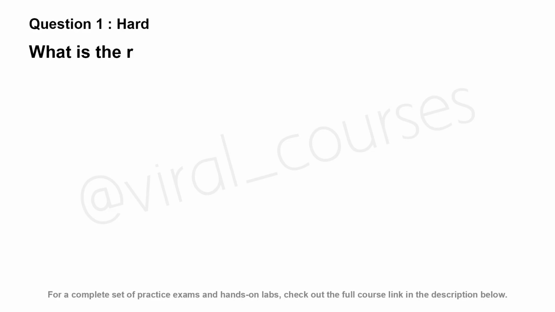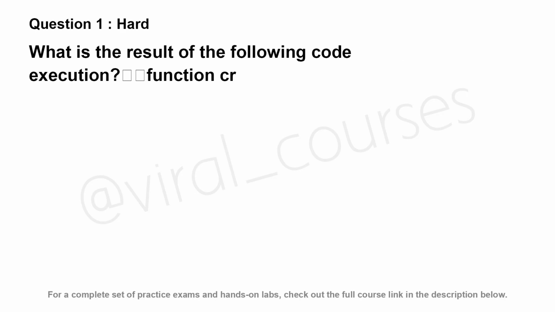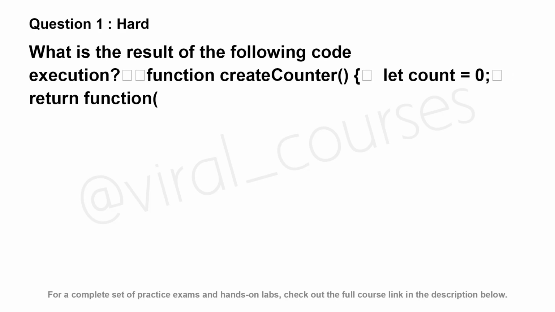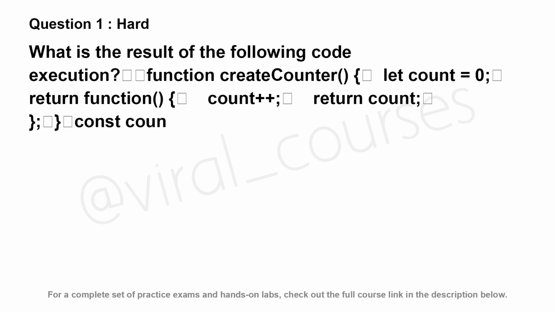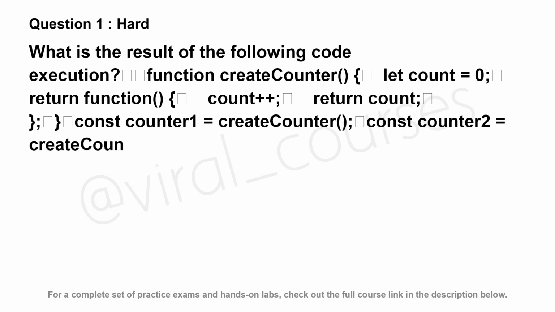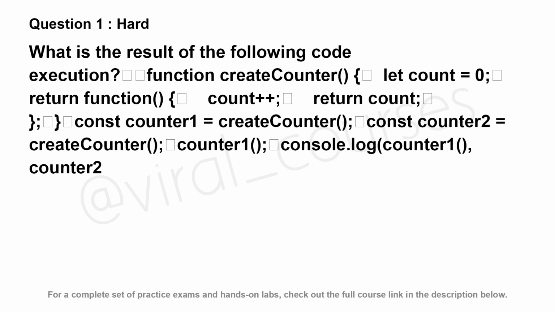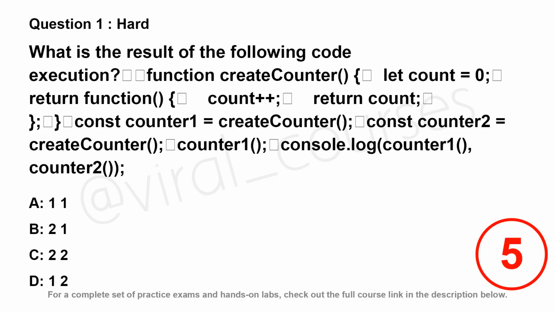What is the result of the following code execution? function createCounter() { let count = 0; return function() { count++; return count; } } const counter1 = createCounter(); const counter2 = createCounter(); counter1(); console.log(counter1(), counter2()); Option A, 1 1. Option B, 2 1. Option C, 2 2. Option D, 1 2.